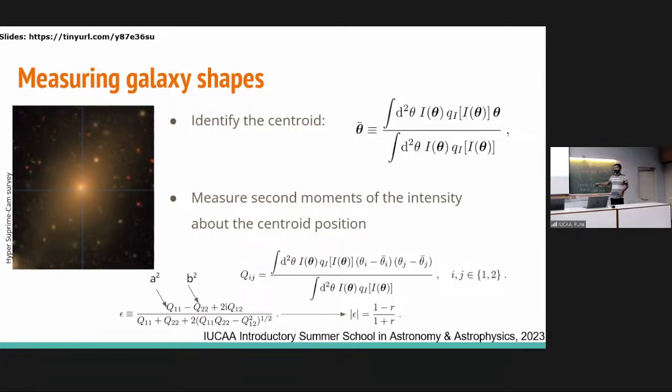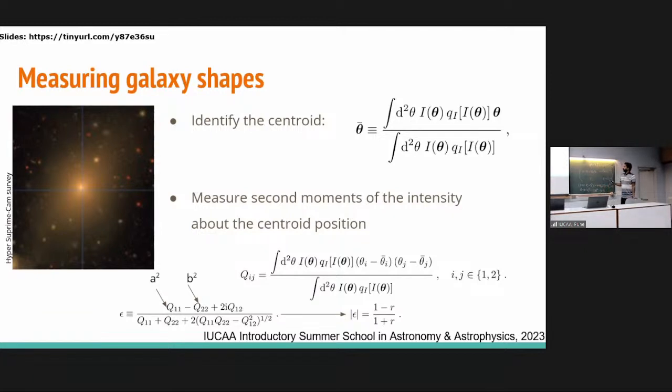You divide by a and you get 1 minus b by a divided by 1 plus b by a. And you can see that the modulus of this ellipticity vector, in the simple case when everything is aligned, indeed gives you this kind of 1 minus axis ratio divided by 1 plus axis ratio.